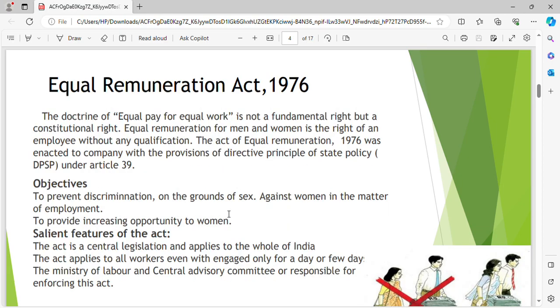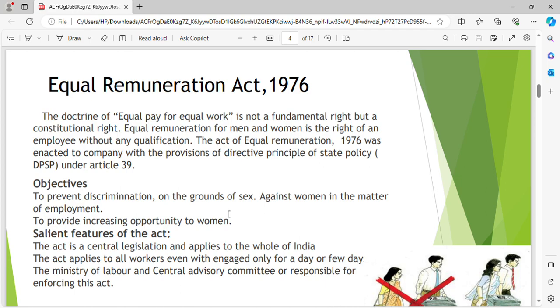Equal Remuneration Act 1976 speaks about equal pay for equal work. It is not a fundamental right but a constitutional right. Equal remuneration for men and women is the right of an employee without any qualification. The Equal Remuneration Act 1976 was enacted to comply with the provisions of directive principles of state policy under Article 39, and the objective we can say: prevention of discrimination on the grounds of sex against women in the matter of employment, to provide increasing opportunity to women.